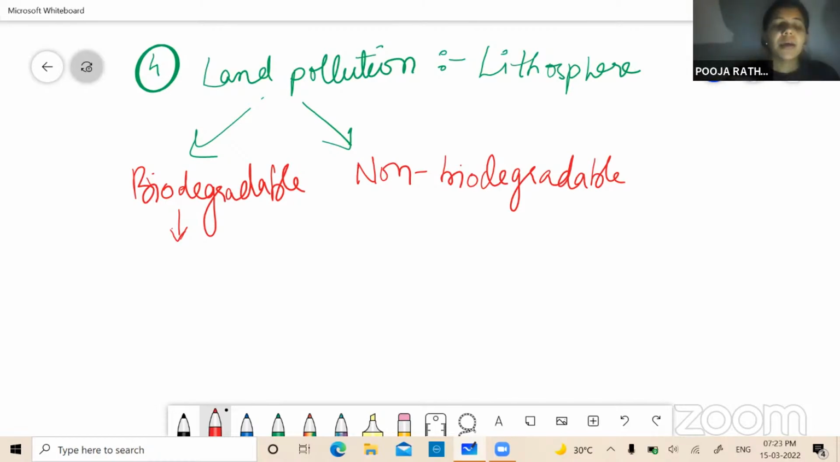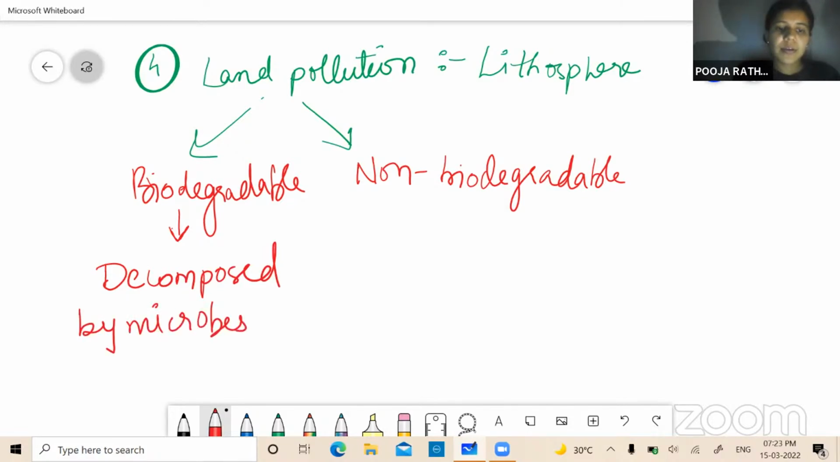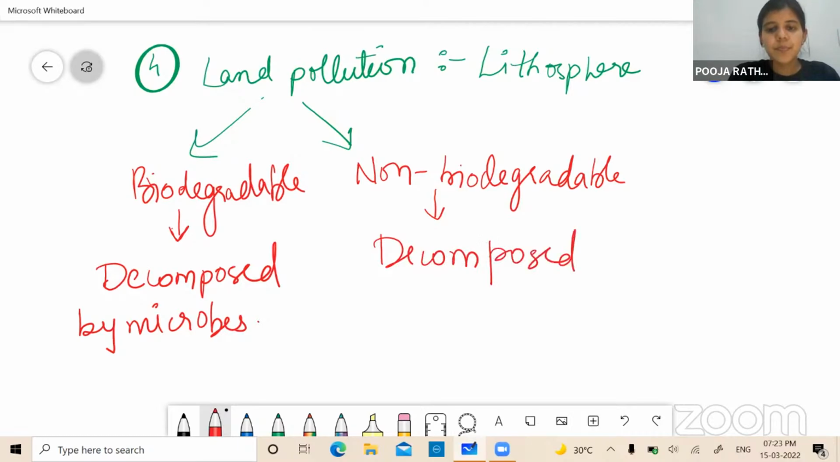Okay, I will tell. Biodegradable waste is the type of waste which can be decomposed easily by microorganisms. If we decompose it in a particular manner, it can be decomposed by microbes. But non-biodegradable waste is not easily decomposed by microorganisms. It cannot be decomposed by microorganisms.